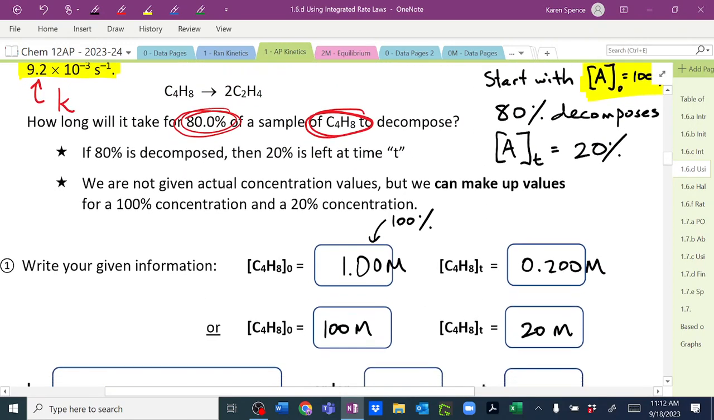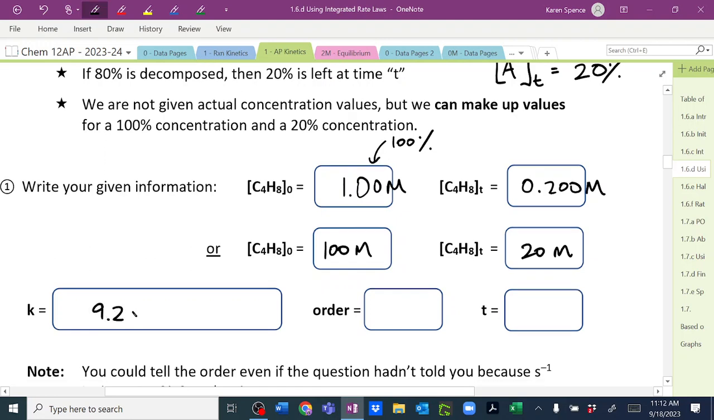We have a value for K, 9.2 times 10 to the minus 3, and the unit is given as seconds to the negative 1. Now, it tells you in the question what the order is, but I'd like you to look at that K value and tell me if you can tell from the unit what the order is. Yes, first order. Because remember, taking the natural log makes the molarity go, poof, disappear. So molarity is gone. However, most often you'll be told what the order is and not expected to figure it out just from the unit, but we'll practice doing that anyway.